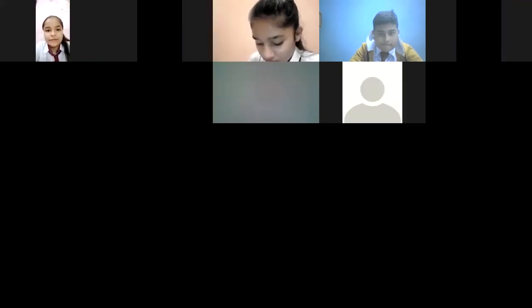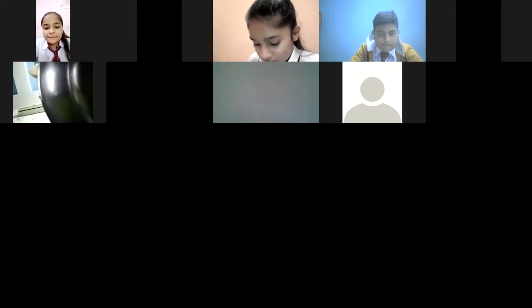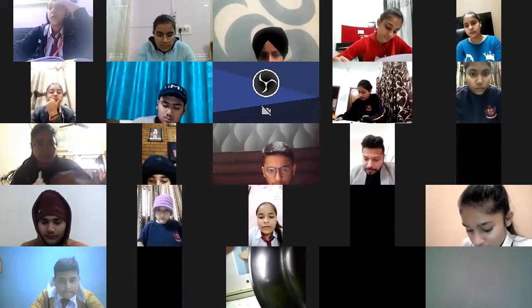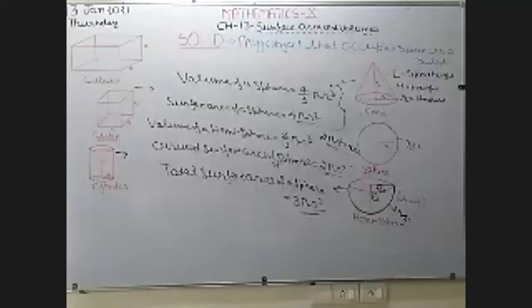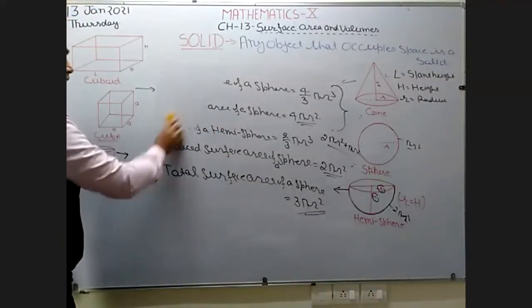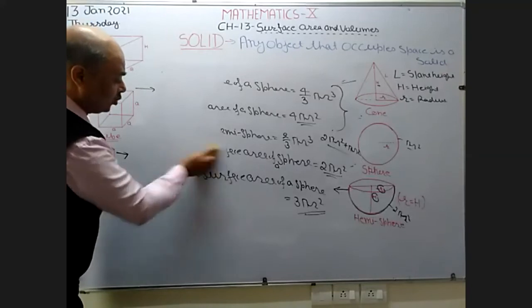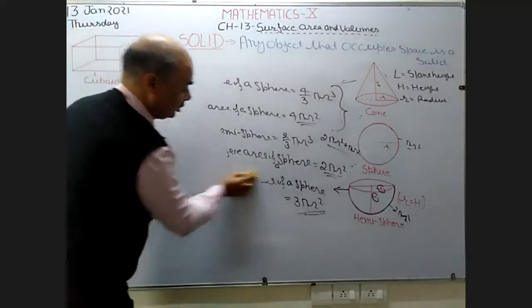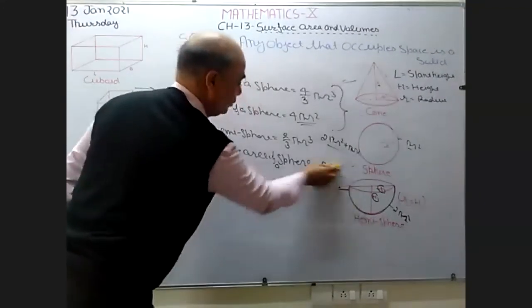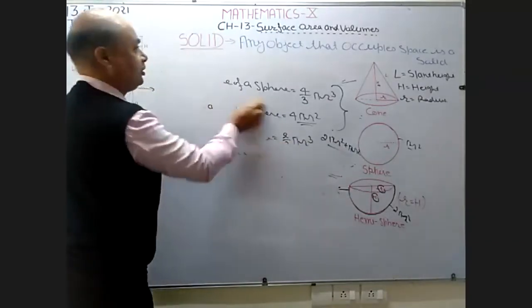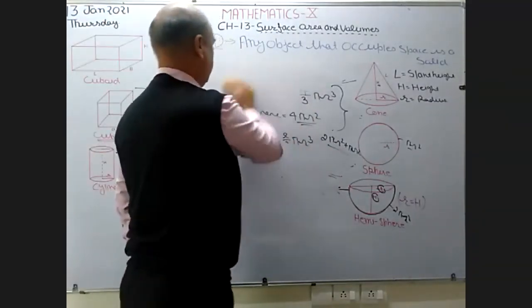Okay, beta. I hope you have written these formulas. So now I am going to start the new exercise 13.1. Open your NCERT book, exercise 13.1, from chapter number 13, surface area and volume.